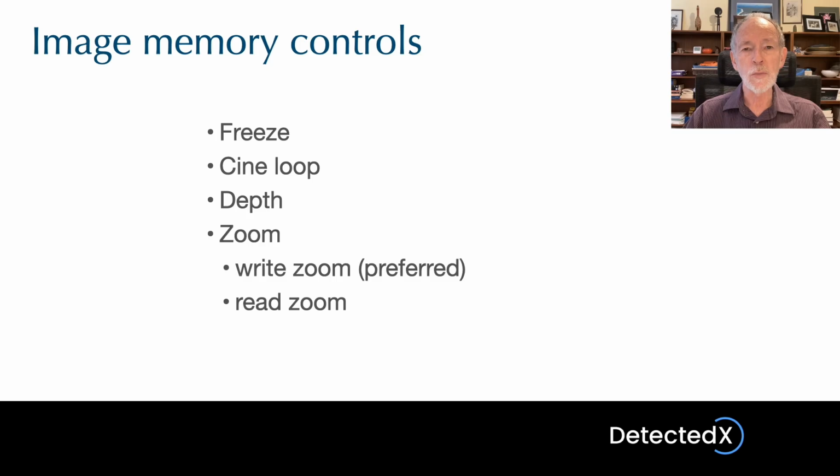It's called the right zoom because you're zooming before writing the echoes into the image memory. There is also a read zoom, which you apply to a stored image after it has been captured. And this, of course, is just magnifying up a portion of that stored image. You have absolutely no advantages in terms of frame rate or image resolution. When you do this, you are simply magnifying the image. So this tends to produce images that are pixelated if you magnify them too much.